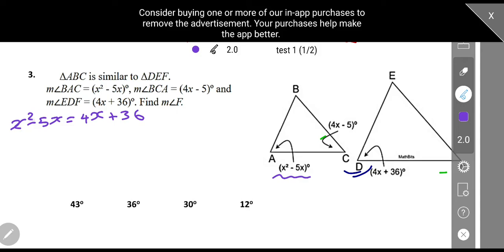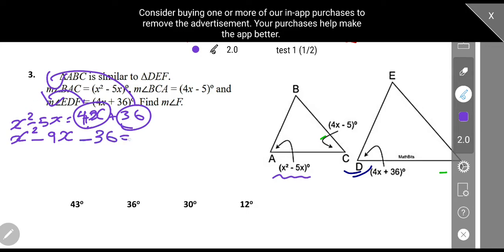Now this is a quadratic equation because we have x squared. So I will rearrange it again to have it in the general form. x squared minus... I'll bring the 4x, this one will move here and this one also will move there. So it will be negative 4x and negative 5x, negative 9x, and 36 will move there. So it's negative 36 equals 0.